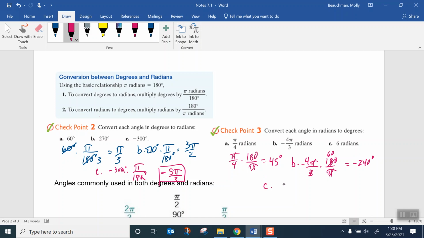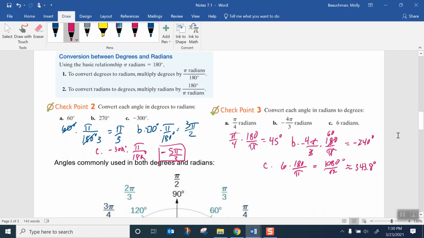And then last, 6 radians. We would have 6 times 180 over pi. And we get 6 times 180. Let me do that on the calculator real quick. It is 1080 over pi degrees. And if you want that to the nearest tenth, that's approximately 343.8 degrees. So we can convert back and forth between radians and degrees.